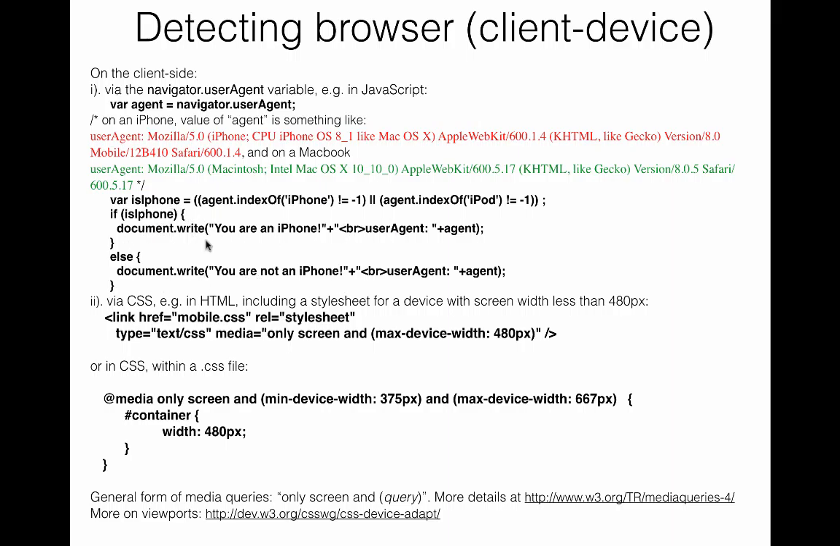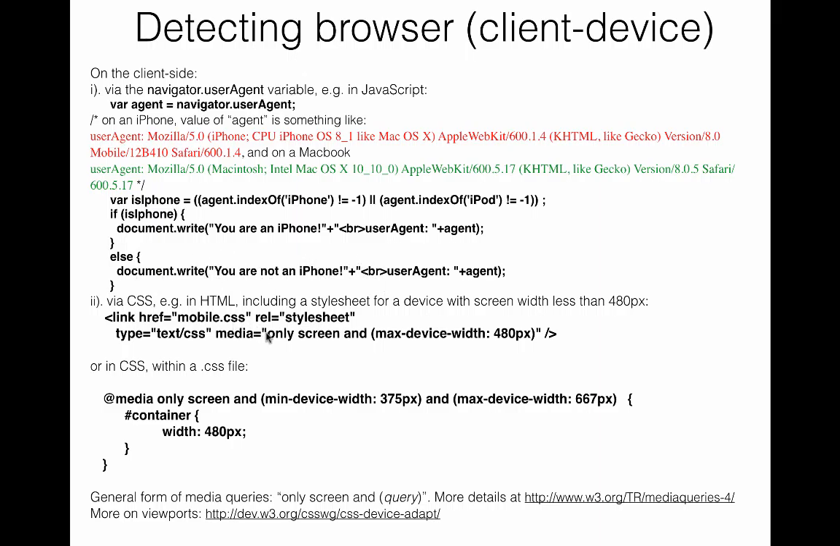So this is JavaScript code that writes out a string according to what type of device it is. If it's an iPhone, this line of code will be executed. If it's not an iPhone or an iPod, you will run this bit of code here.